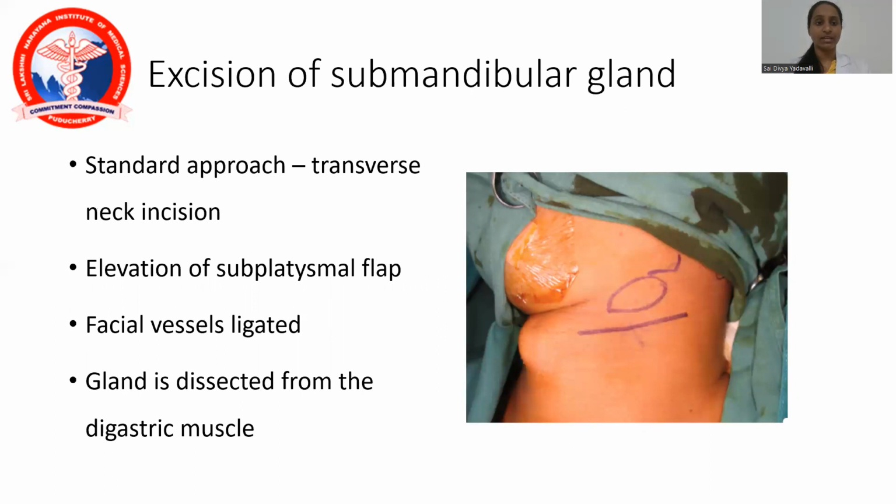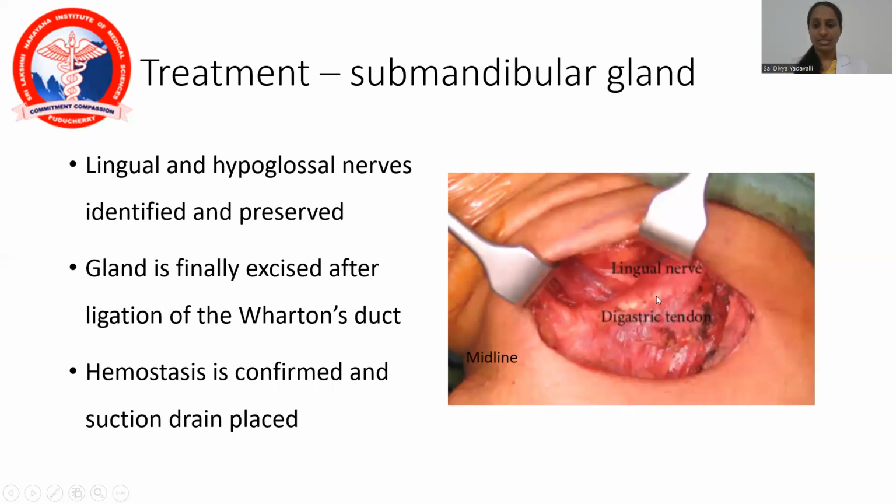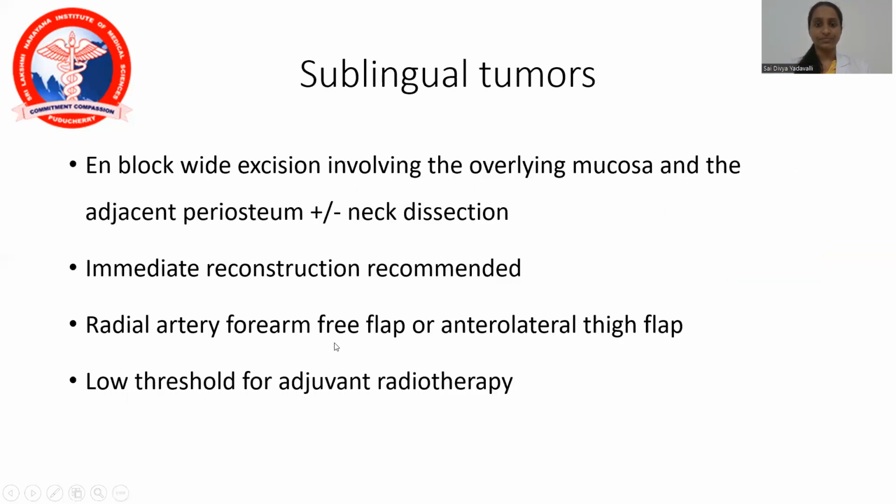Coming to the submandibular gland, the standard approach is to excise the submandibular gland through a transverse neck incision followed by lifting a subplatysmal flap. The facial vessels which are associated with the gland are ligated, and the gland is dissected from the posterior belly of the digastric muscle. Here you can see the digastric tendon here. Below this will be the submandibular gland. The lingual and hypoglossal nerves are identified and preserved. The duct, which is Wharton's duct, is ligated and the gland is excised.